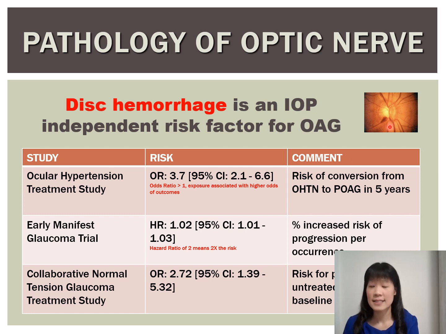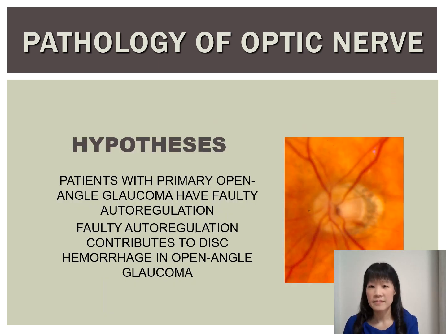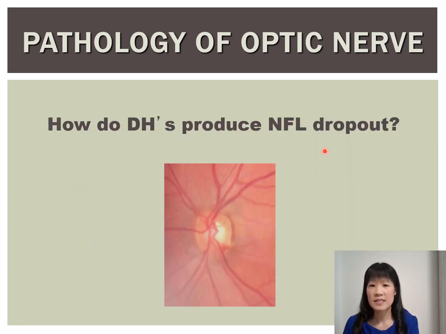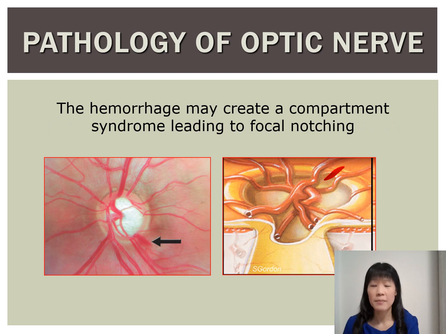So not all disc hemorrhage patients progress, but it increases the risk of that glaucoma patient progressing. So beware. So why do these disc hemorrhages happen in glaucoma patients? We don't know. We just know that they happen in high pressure glaucoma. They happen more commonly in normal tension glaucoma patients than high pressure primary open angle glaucoma. But why do they have this subsequent nerve fiber layer dropout? Maybe it's a compartment syndrome where the disc hemorrhage leaves focal notching.